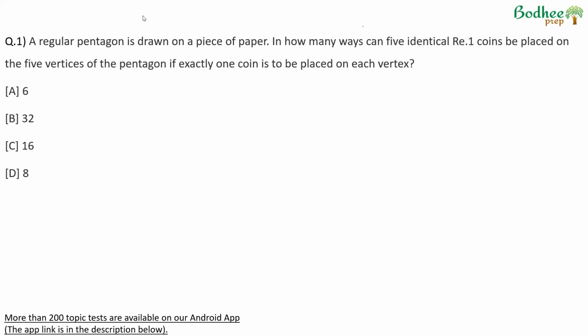If we look at the questions: once a regular polygon is drawn on a piece of paper, in how many ways can 5 identical rupee 1 coins be placed on the 5 vertices of the pentagon if exactly 1 coin is to be placed on each vertex? So there is a pentagon, 5 sides, 5 coins. We have to place 1 coin on each vertex. In how many ways can the placement be done? Now, one way of placing the coins would be that all the coins touch each other.